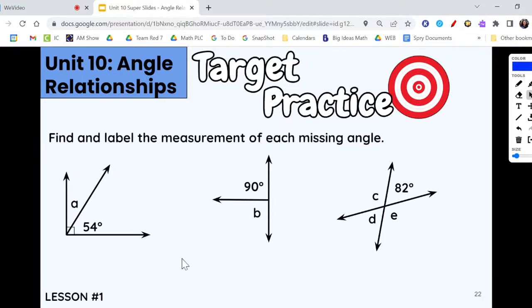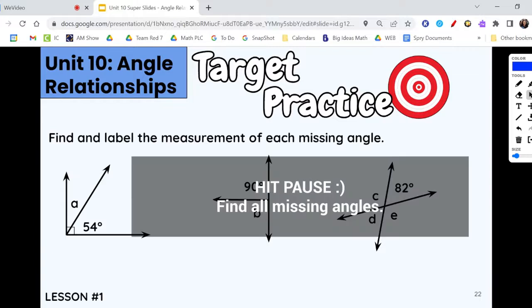All right, here's your target practice. Find and label the measurement of each missing angle. So I want you guys to pause it and then unpause it when you're ready for the answers.